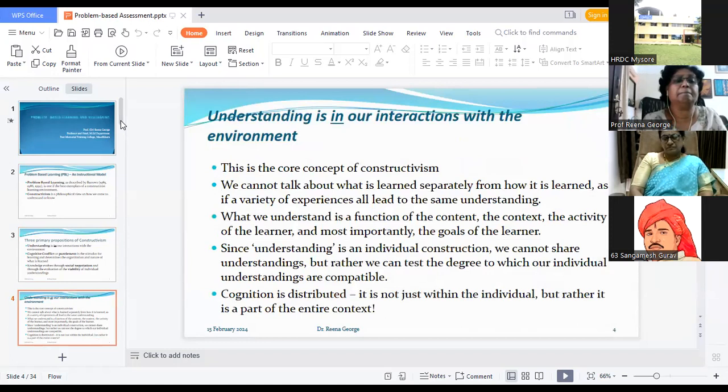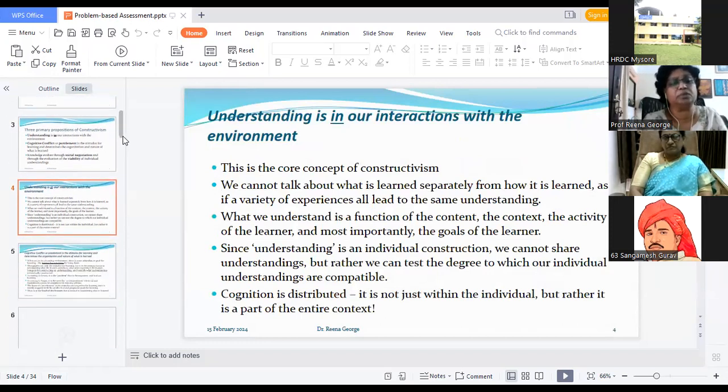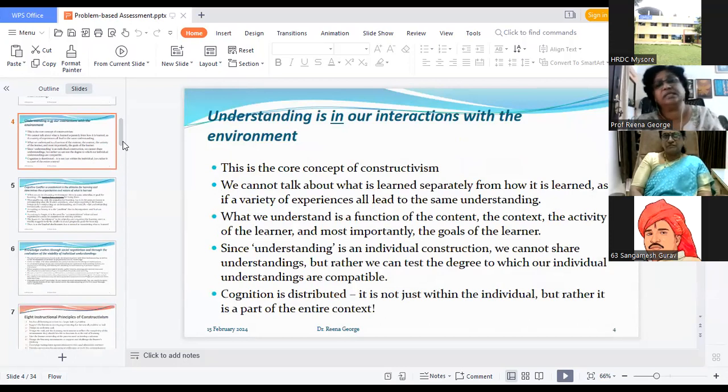Now I will expand each of these propositions. One is that knowledge is inherent in our interactions with the environment. This is the core concept of constructivism. We cannot talk about what is learned separately from how it is learned. We have a lot of experiences, and we have learned many things. What I know can never be separated from how I learned that, and all those learnings are part of the experience that I've got. Sometimes many experiences lead to the same understanding.